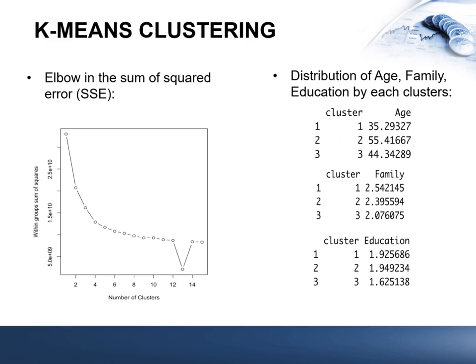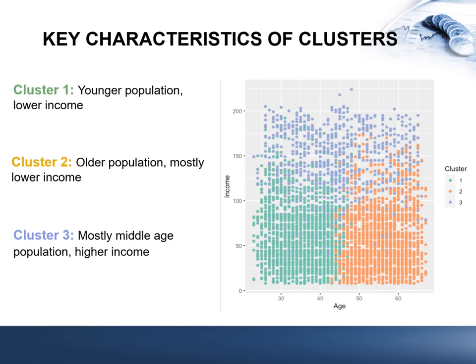We also use unsupervised learning method K-means clustering in our analysis, with K equal to 3 the best suited value based on our SSE calculation and the distribution of cluster on age, family, and education. In this slide, the visualizations support our finding about the key characteristics of cluster.